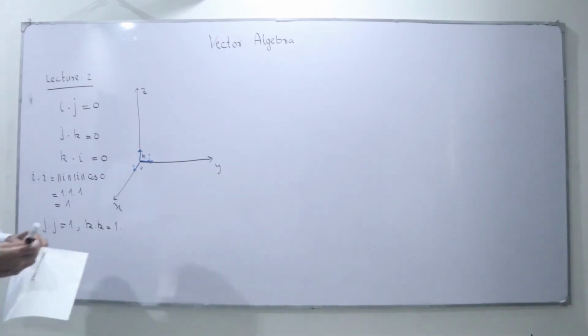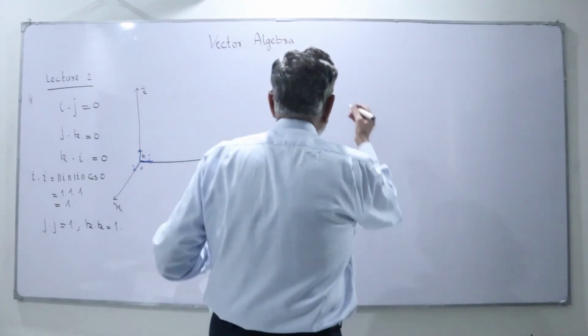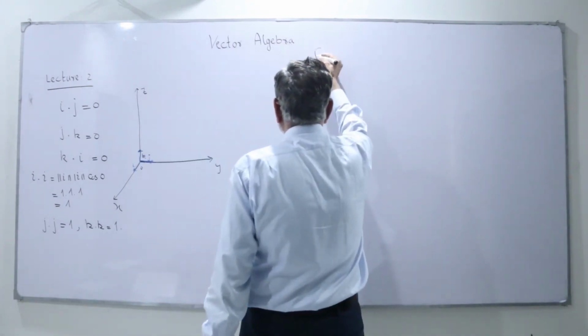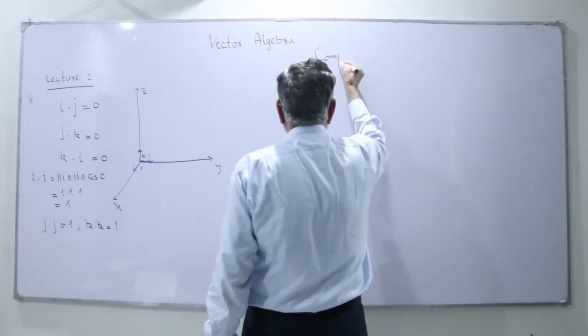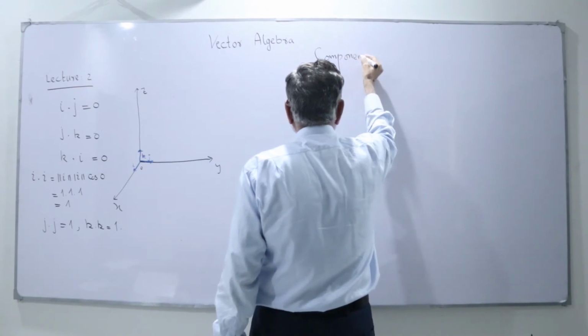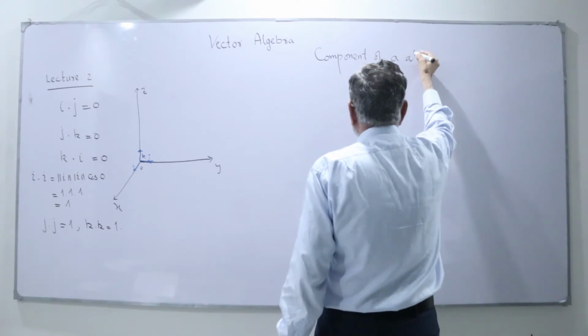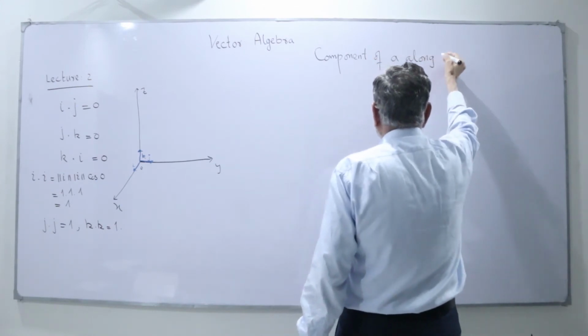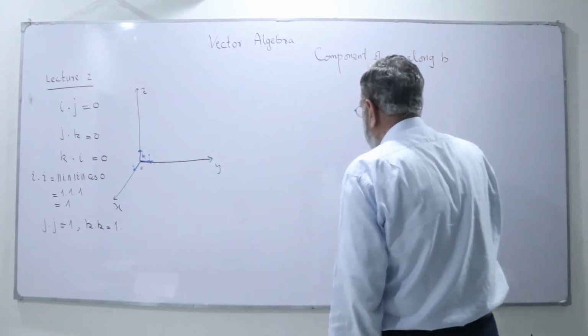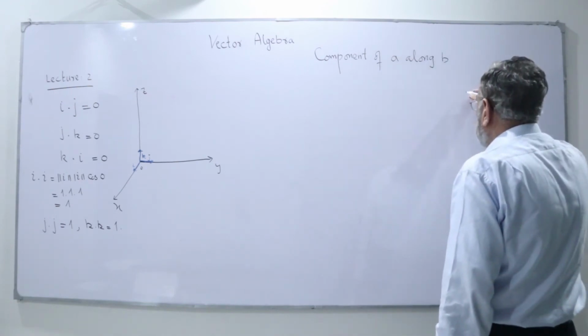Next idea is that we want to find the component of a vector A along B. Before going to this one, I just want to make a revision of the trigonometric functions.